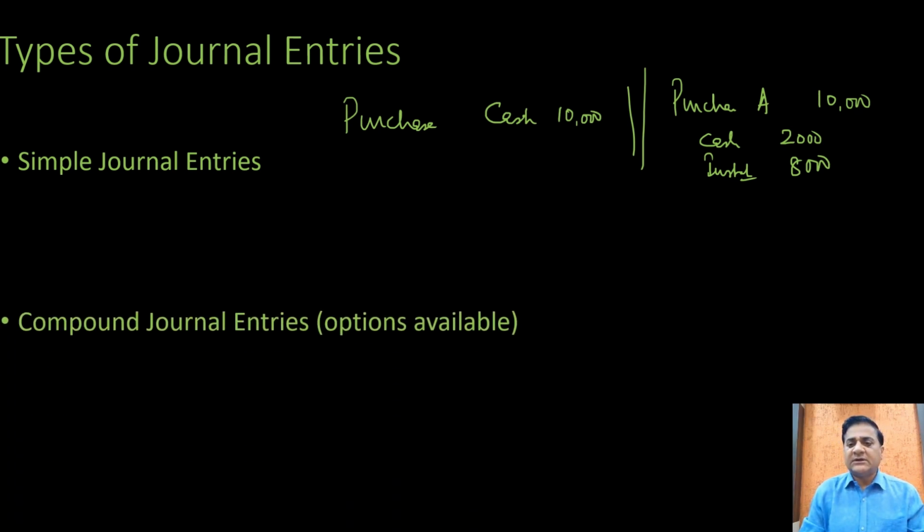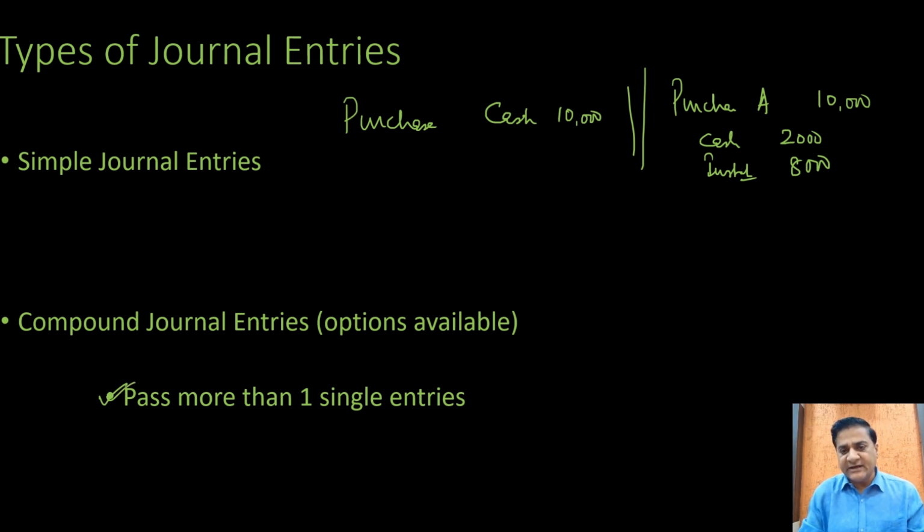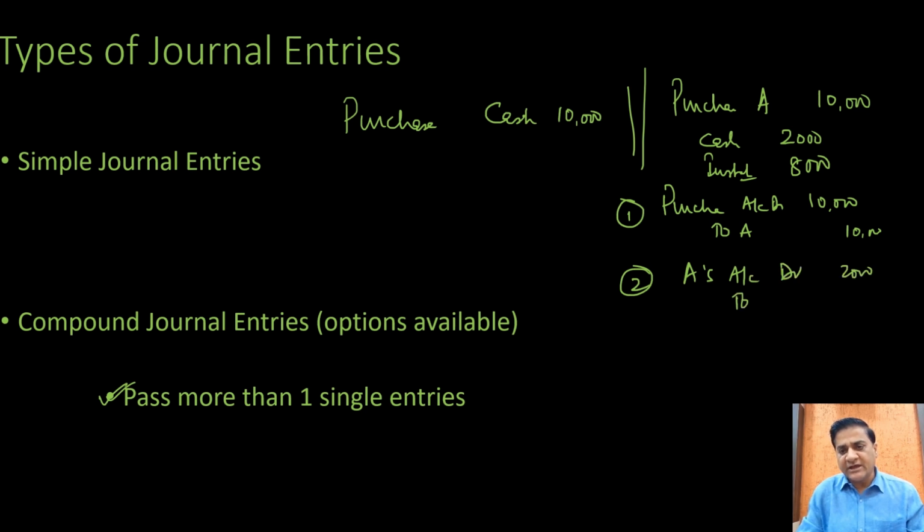The first would be passing more than one single entry. First I would say that I have purchased goods from Mr. A, which means purchases account debit to Mr. A, 10,000. Then I would say paid cash to Mr. A. For that I would say A's account debited 2,000 to cash 2,000.